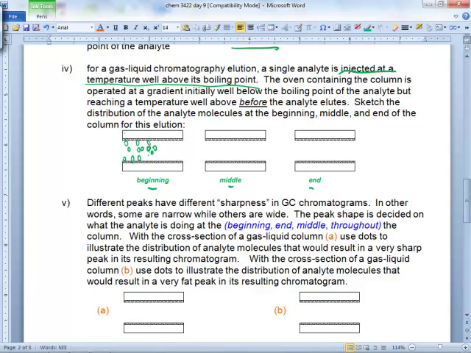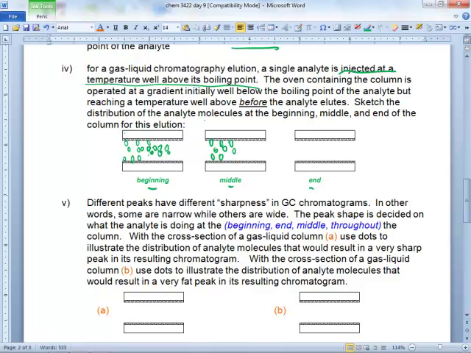I'm going to go with, in the beginning, there's a lot in the mobile phase, and then they start kind of condensing and interacting with the stationary phase here, and then towards the end. All right. Thank you, sir. We got a starting point. Okay.